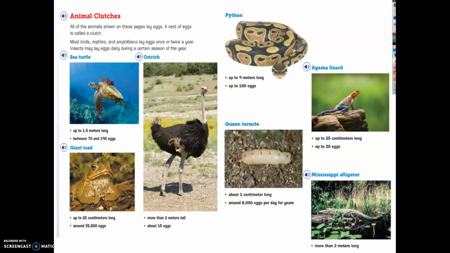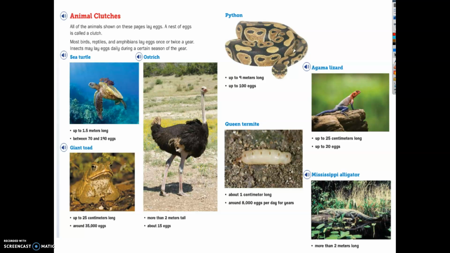So we've got a sea turtle. A sea turtle can lay between 70 and 190 eggs at a time. A giant toad, oh my goodness, around 35,000 eggs. An ostrich usually lays about 15 eggs. A python can lay up to 100 eggs. A queen termite, around 8,000 eggs per day for years.